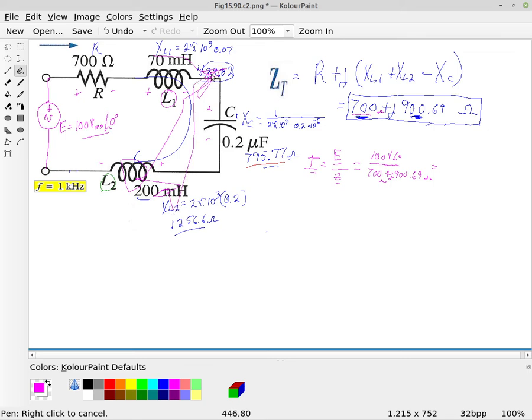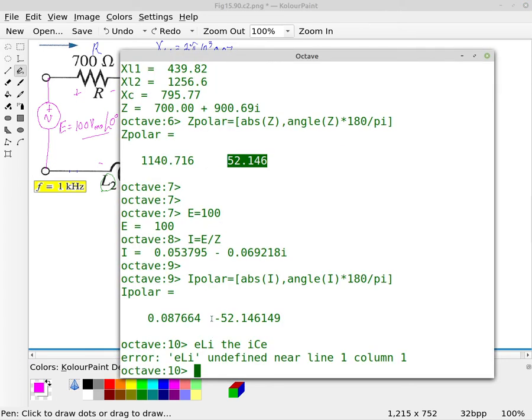Okay, we had 400 and some here and 1200 some here. So we had more inductive reactance than we did capacitive reactance. So the inductive reactance is really dominating in this circuit. So that gives us the ELI case.